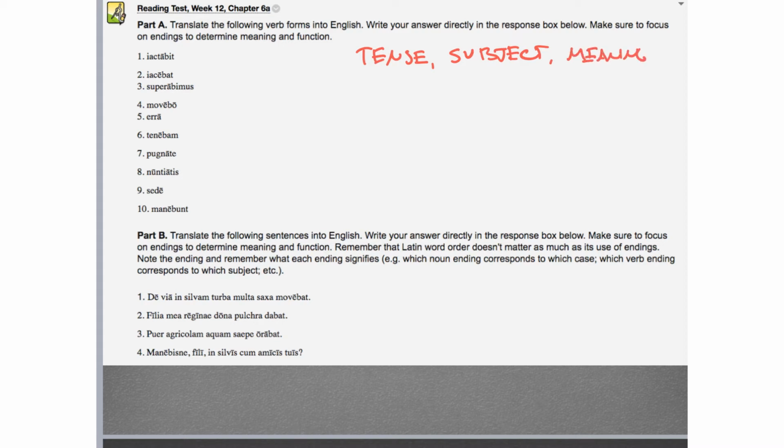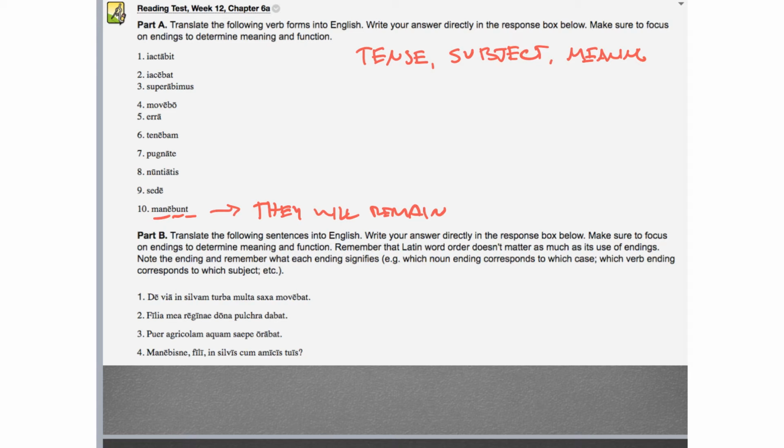So in other words, I'll work from the bottom since I took out some room for the top ones. Manebunt, right? Manere means to stay. Bu tells me it's future. NT tells me it's they. So they will remain.